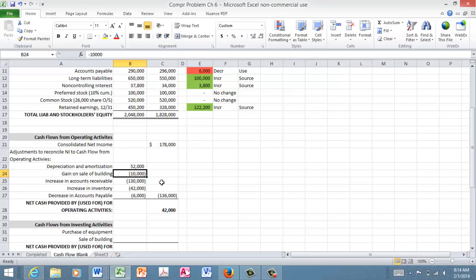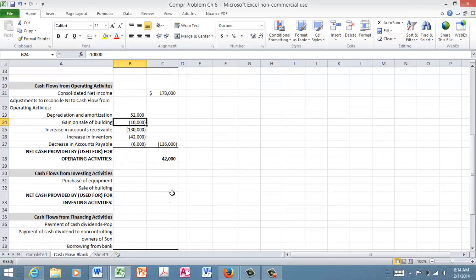The gain is a reduction, and the reason is I'm going to then show on the sale of the building down here. Let's go ahead and drop that number in. Well, what did I sell the building for? I sold it for an entire $50,000. That entire $50,000 is a source of cash. But remember, when I recorded that, I had this $10,000 gain that's up in this number. So I'm taking the gain out of net income in order to not double count it. This is a double counting.